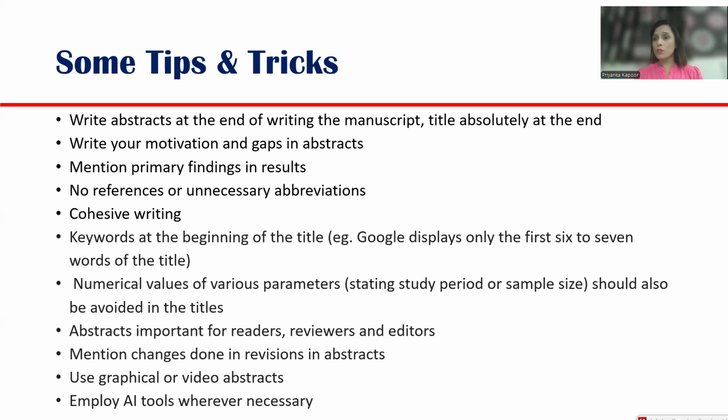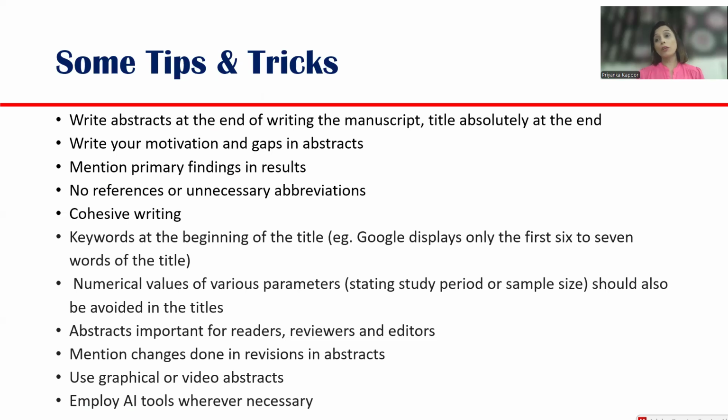There are no references required in the abstract. You have to have a cohesive format when writing the abstract so that it becomes a story format and one line leads on to the other and the reader is not confused. You have to write the keyword at the beginning of the title and use those keywords again and again in the abstract so that your manuscript comes on top while the reader is searching for that topic. Numerical values can be avoided completely, like the study period or sample size. You don't need to write that in the titles.